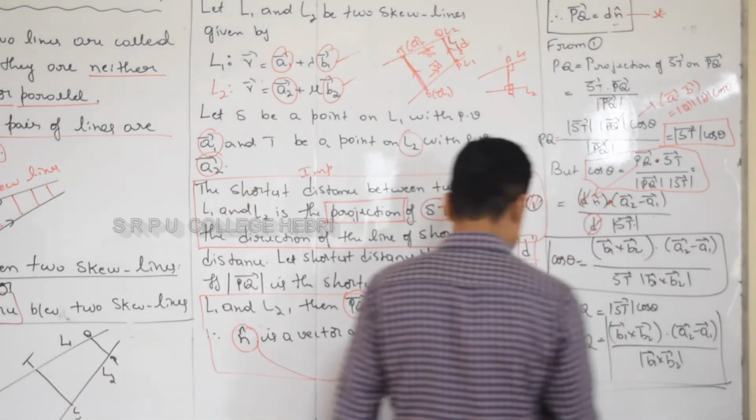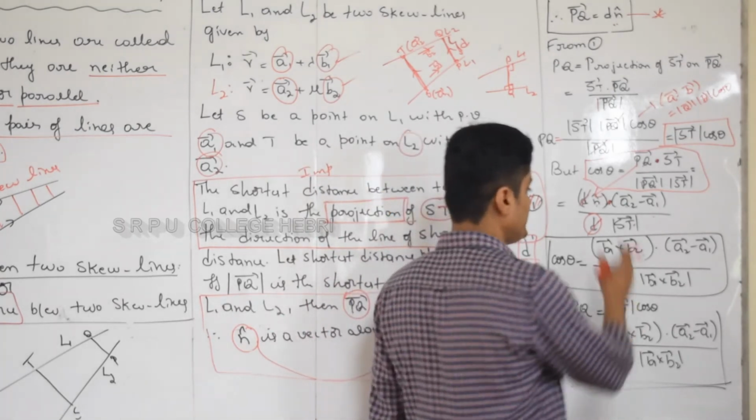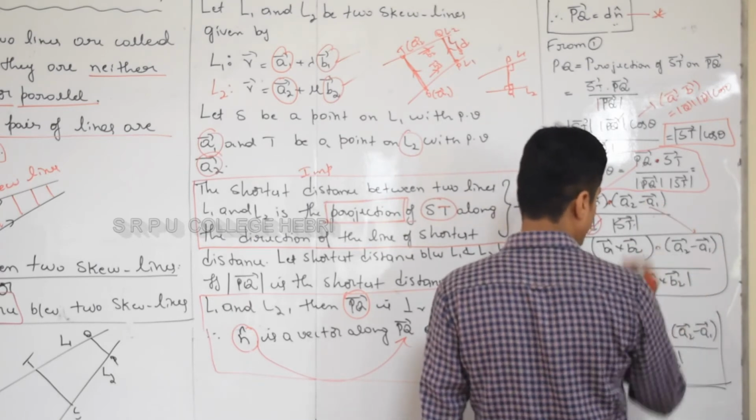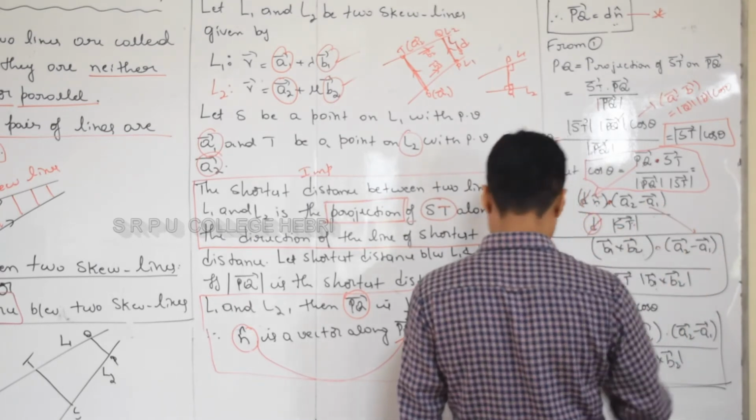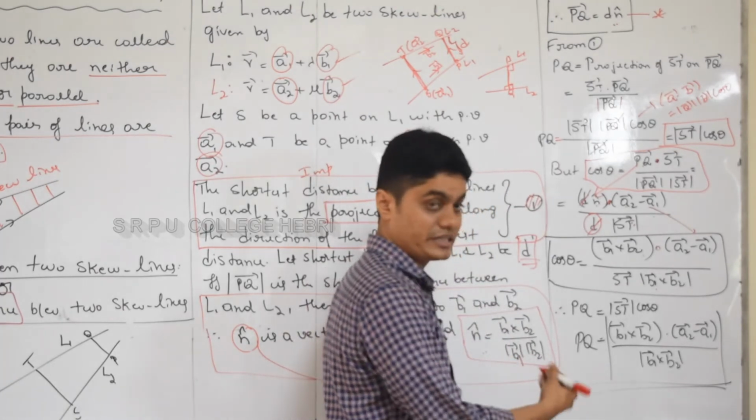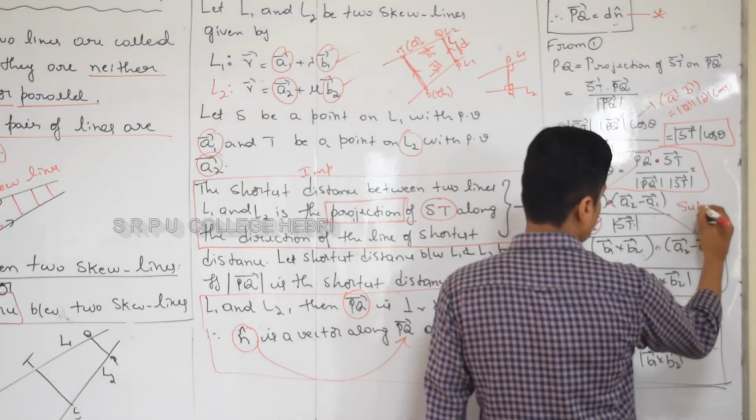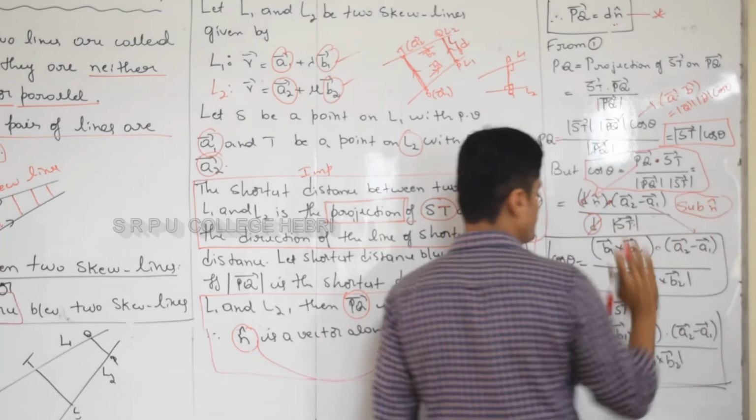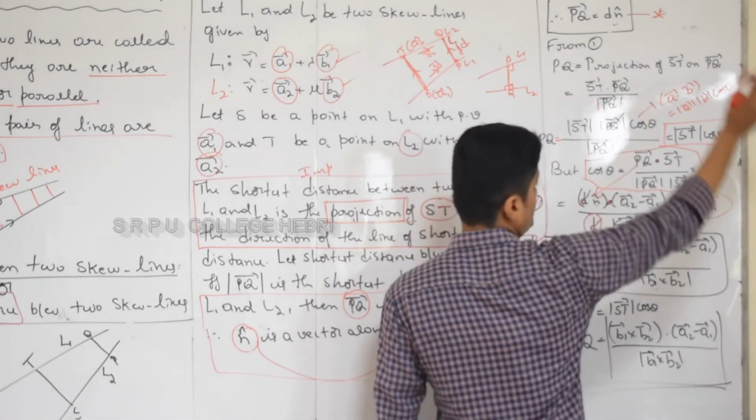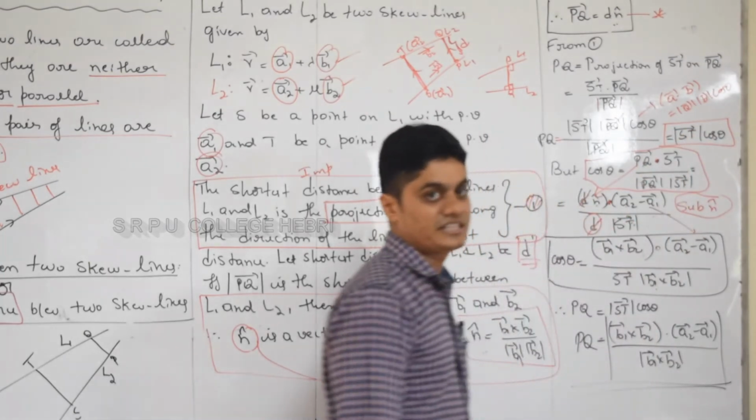But now what is n cap? n cap, as I just told, is b1 cross b2 divided by their magnitude. So replace it here: b1 cross b2 dot a2 minus a1, keep ST as it is, divided by the magnitude of vector b1 cross b2. Here I just substituted n cap. Remember, I just substituted n cap. Don't get confused, I did nothing else. Now use the second expression which we got for PQ, that is magnitude of vector ST into cos theta.